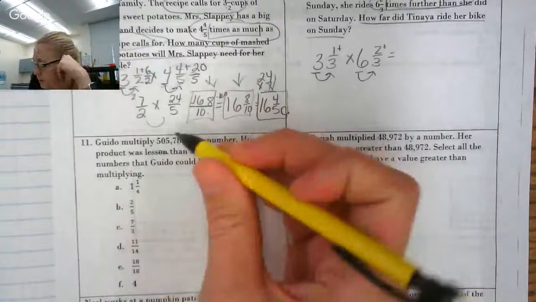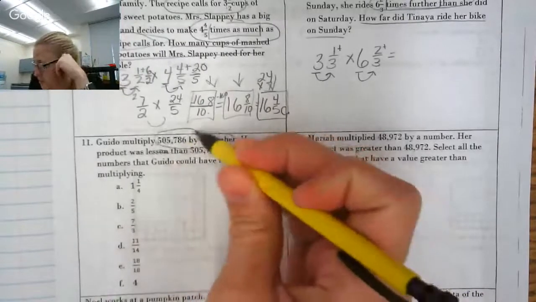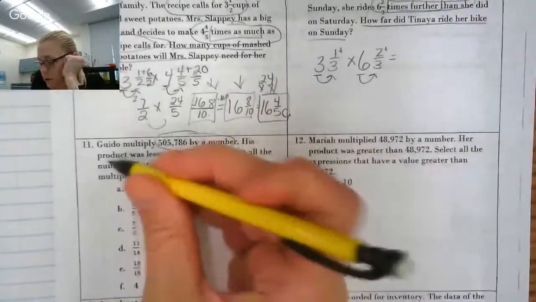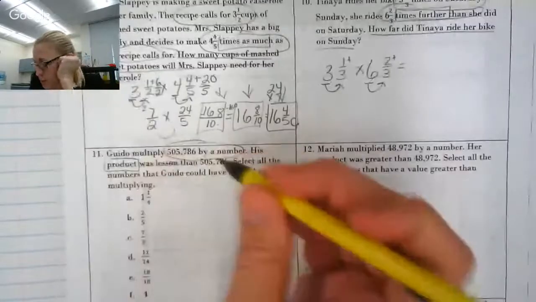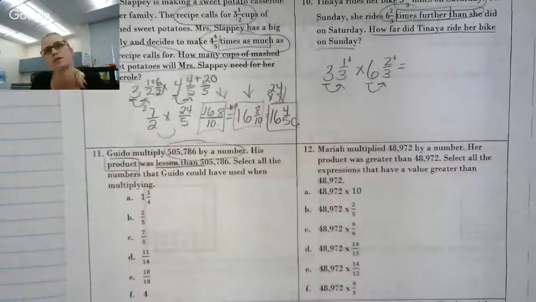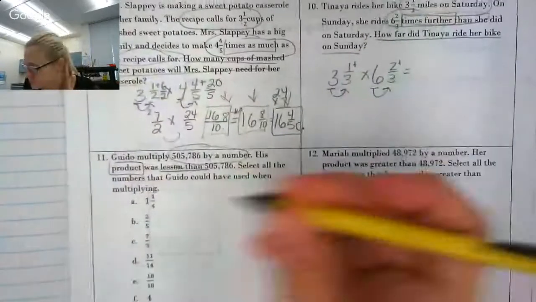So if I'm unwrapping my word problem, I know he's multiplying 505,786 by a number. It does not tell me what the number is, but does tell me his product, which means he's multiplying. His product is going to be less than. So if I want it to be less than, that means I need to be dividing it into pieces and not keeping all my pieces. I'm only keeping some of them, not all of them. Which means that I need to be multiplying by a number less than 1. I cut it into pieces and I'm going to keep less than that whole. I'm not going to keep all of it, so now I have only part of it.